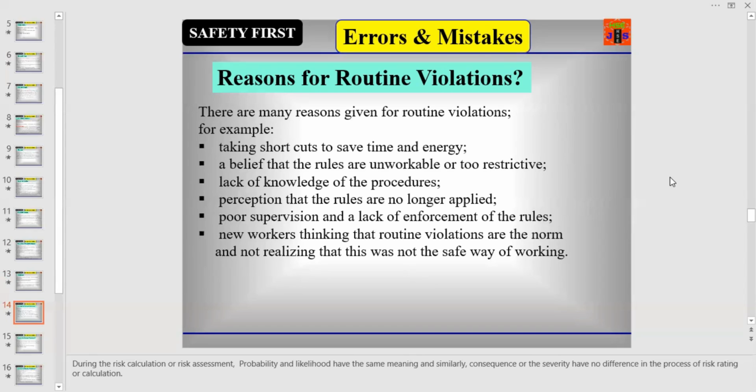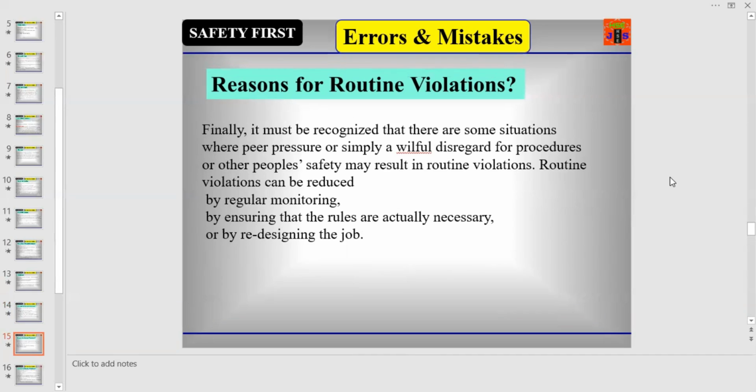New workers thinking that routine violations are the norm and not realizing that this was not the safe way of working. At the end of the day, it must be recognized that there are some situations where peer pressure or simply a willful disregard for procedures or other people's safety may result in routine violations. Let us discuss how to reduce the level of routine violations by a regular monitoring, by ensuring that the rules are actually necessary, or by redesigning the job.